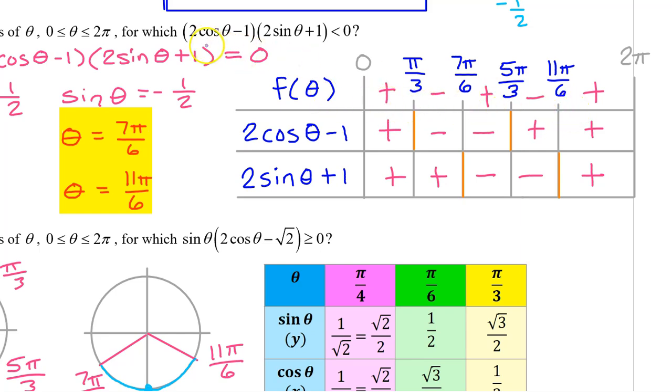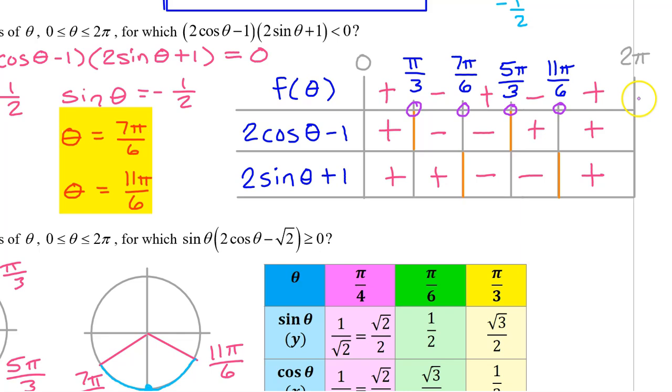In this case, no. We are looking for where f of theta is less than 0, not equal to 0. So, these four values where f of theta is equal to 0 should not be included in the solution set. What about the points at the beginning and end of the domain?